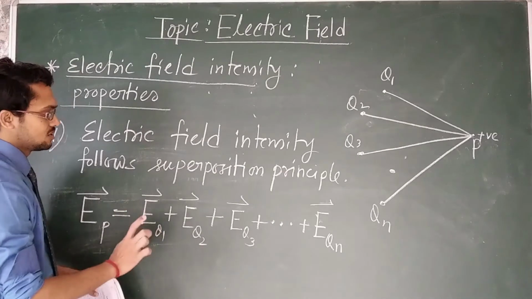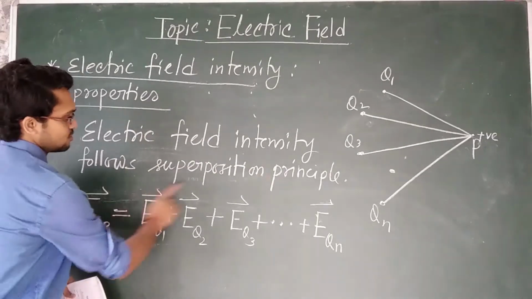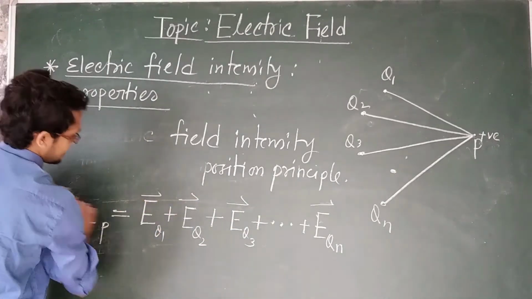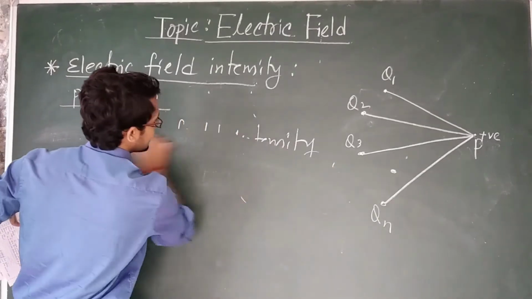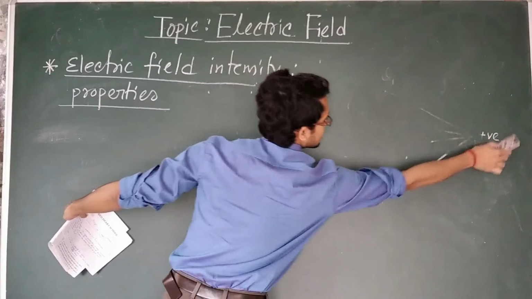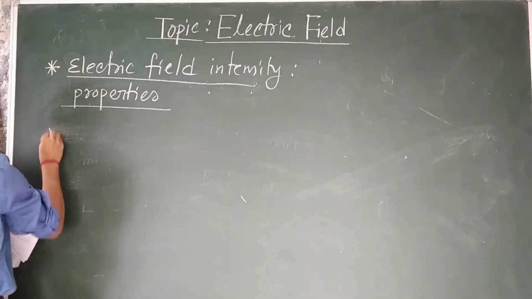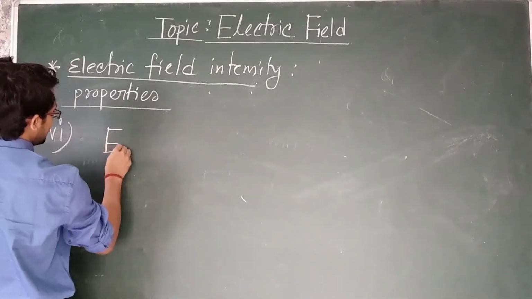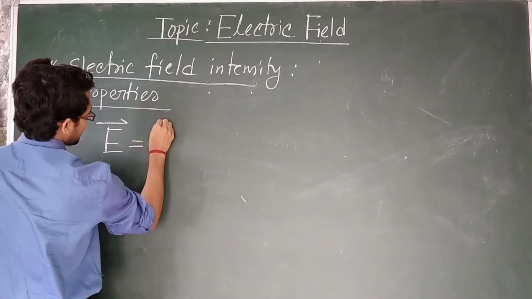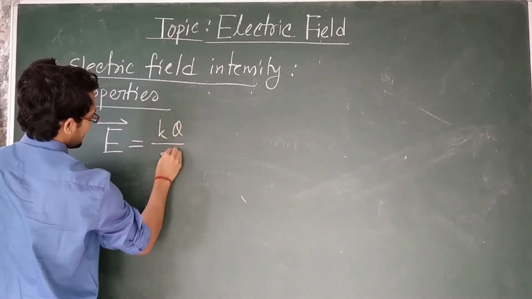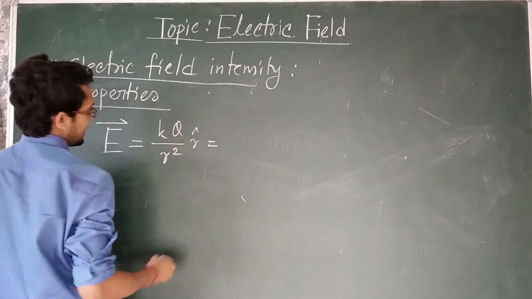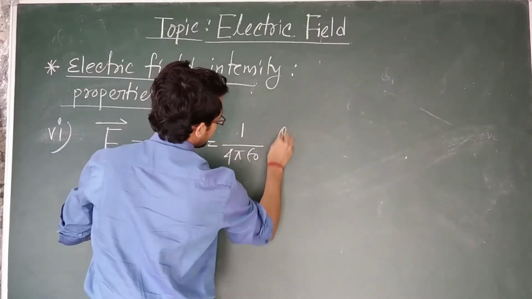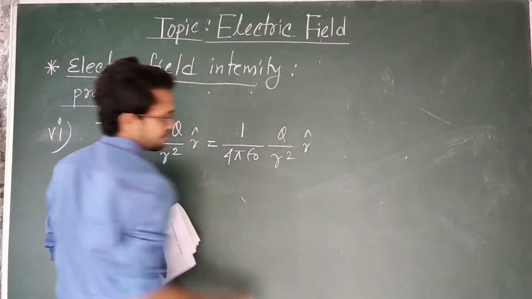Okay, we will do some numericals using this relation. Now point number 6. Point number 6 tells that the electric field intensity formula is K Q by R square R cap. Write K in the proper way, that is 1 by 4 pi epsilon 0 Q by R square R cap.